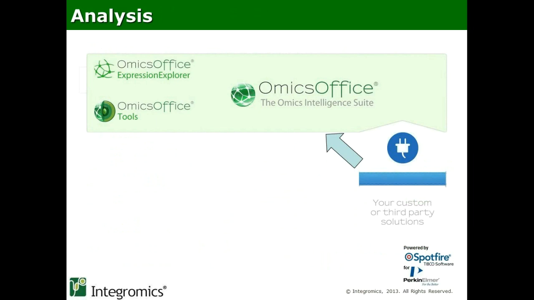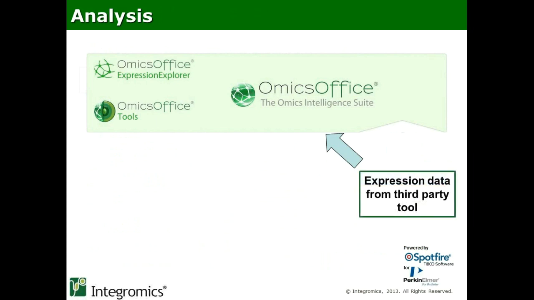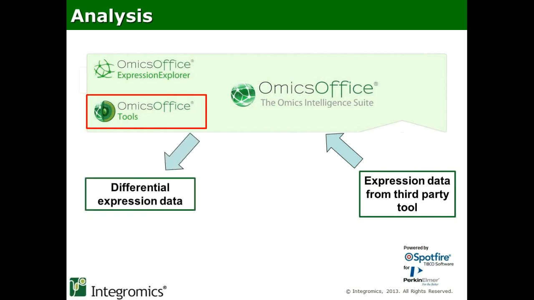The way we will do it is, in first place, we will just load the data. In this case, it's the expression data in the form of a table of FPKMs. In the first case, we will use the OmicsOffice tools, and we will generate differential expression information. So here what we are doing is we are loading the expression data, and we are looking at cases where there's genes that are differentially expressed between different tissues.